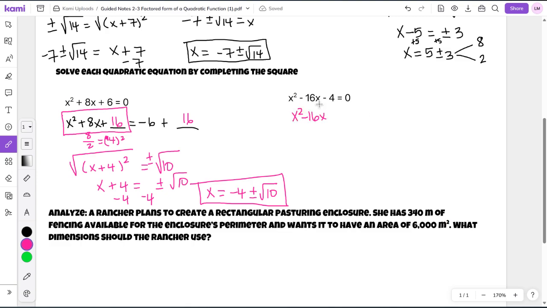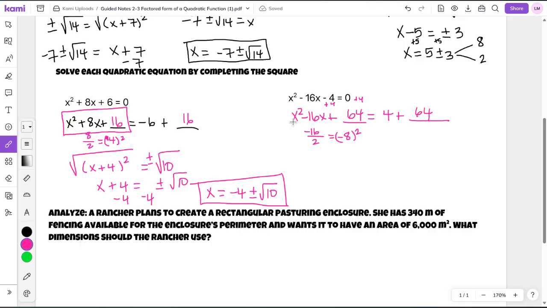Kicking negative 4 to the other side makes it a positive 4. So I added 4 to both sides. All right, now I'm going to complete the square. Divide b by 2, so negative 16 divided by 2 is negative 8. Negative 8 squared is 64.